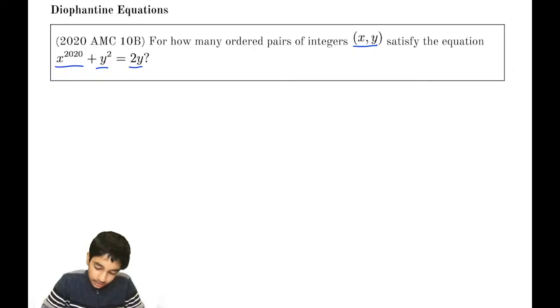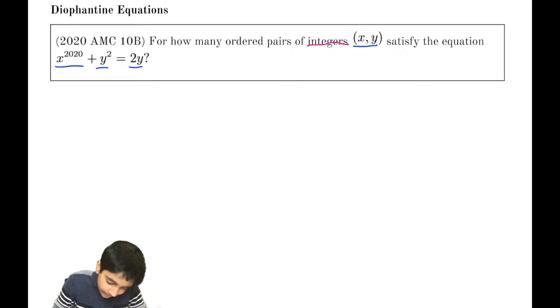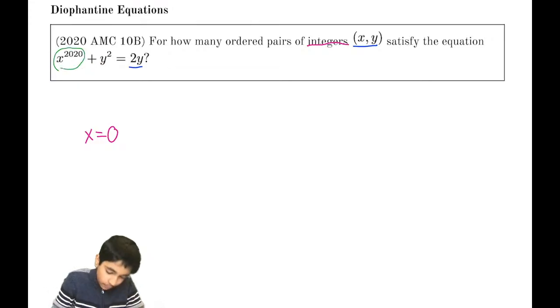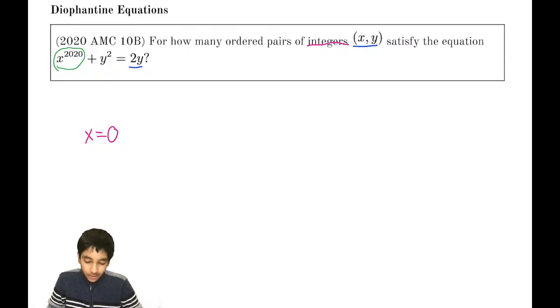Okay, so for this problem, the idea is to consider the different possible values. Let's try some values. We know it has to be integers, which means it's a Diophantine equation. So what if x is 0? Because this term seems like a big weird term here. This is the only awkward term, x to the power of 2020. That seems very insane. So let's see, what are the possible values of x?